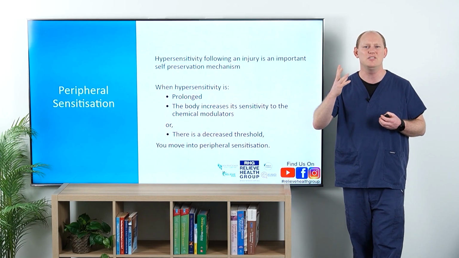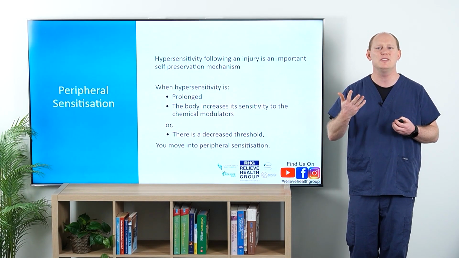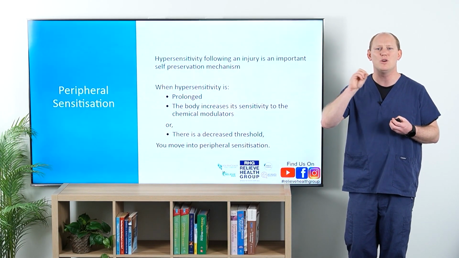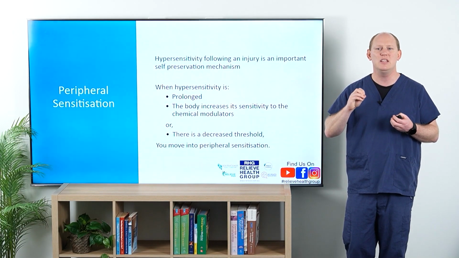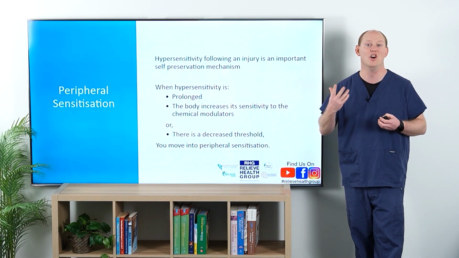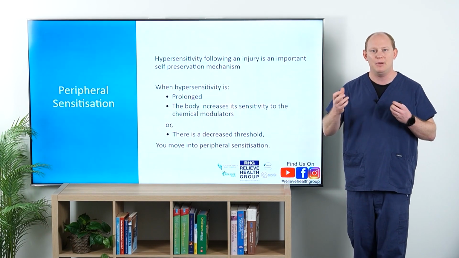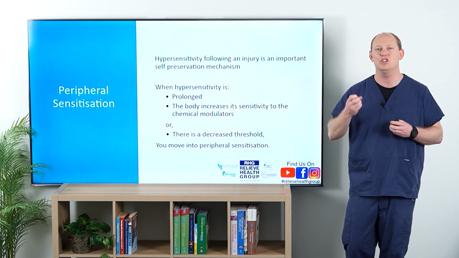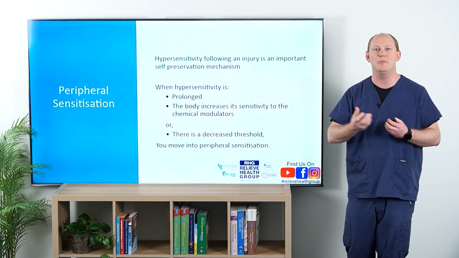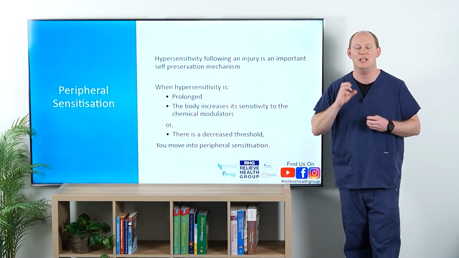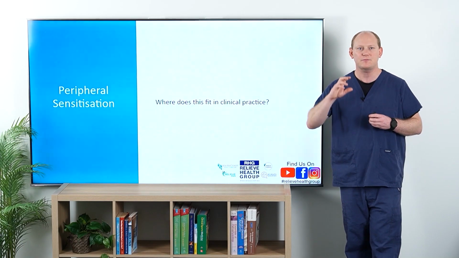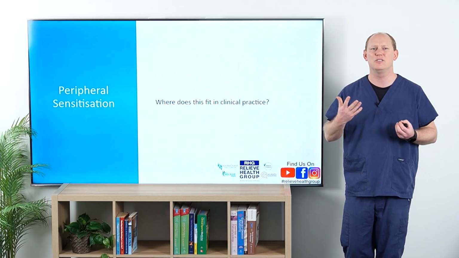And again, central sensitization amplifies the signal with lower pain thresholds, whilst peripheral sensitization increases the sensitivity of the nerves. And that's a bit of the difference there. They're quite similar, but really with peripheral sensitization, you're looking for that burning, that chemical mediated broader pain that's local to the foot. Now, where does this fit into clinical practice?